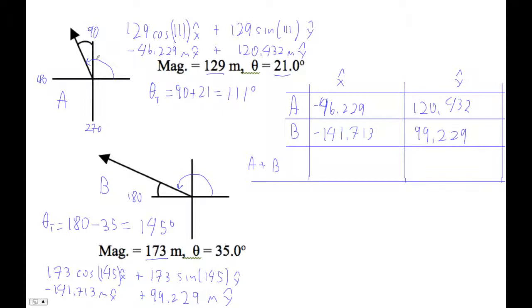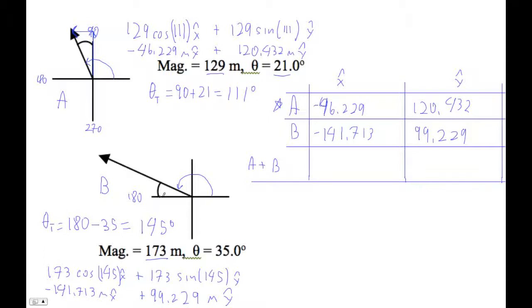This vector here has a big vertical component and a small horizontal component. So the y should be bigger than the x for that guy. Y is bigger than x, yes. The y is positive. The x is negative, it goes to the left. This guy checks out. I'm happy with that.